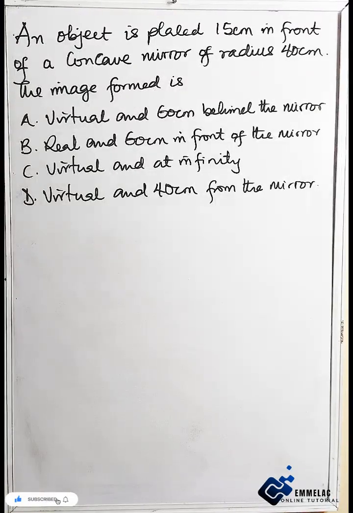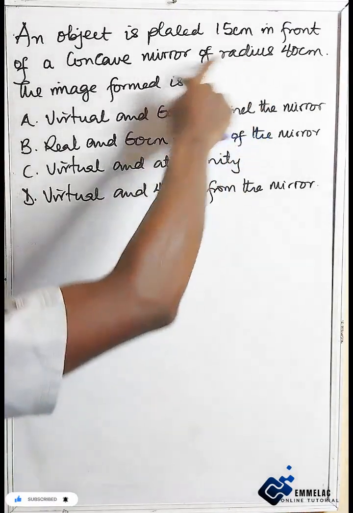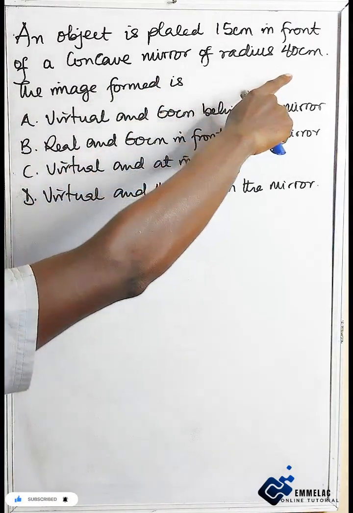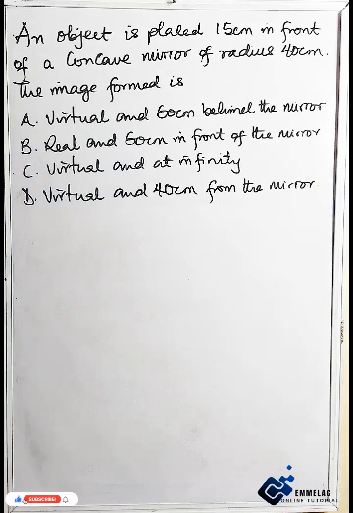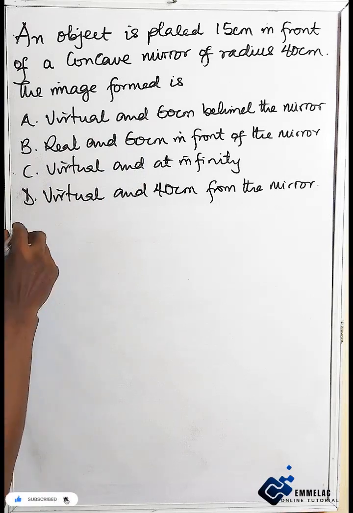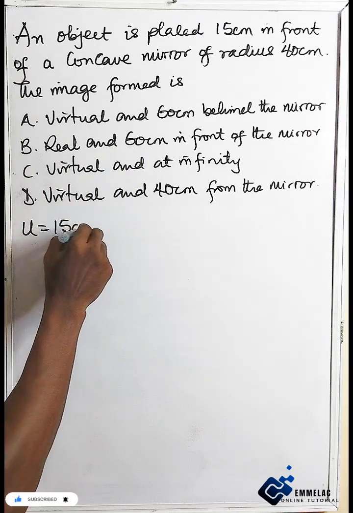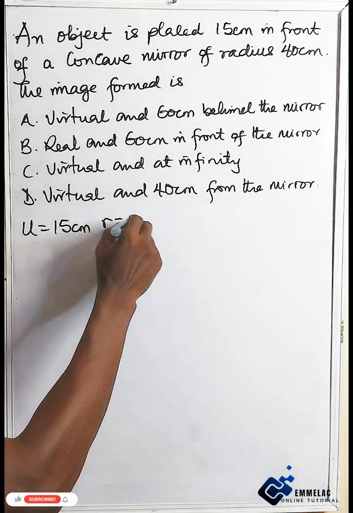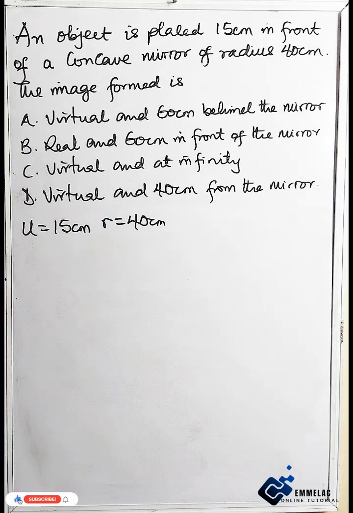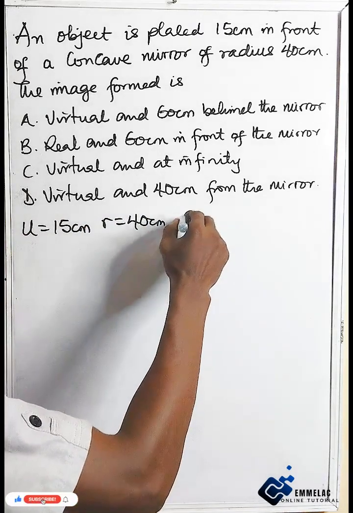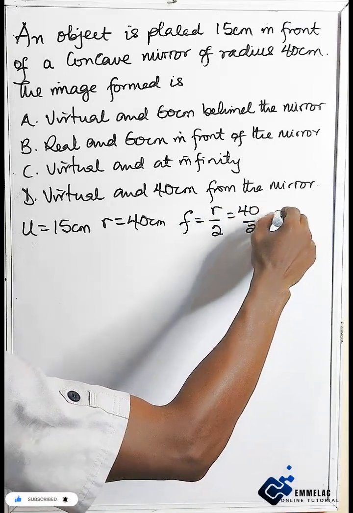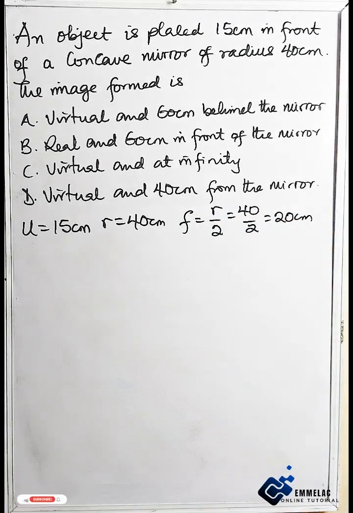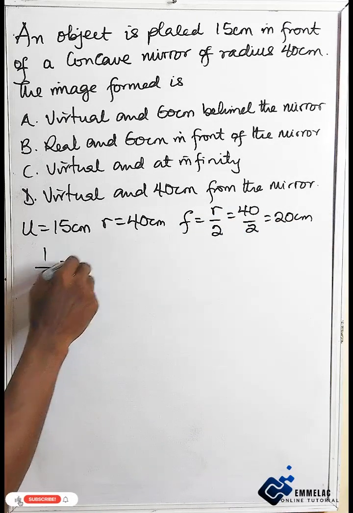Now looking at this question here, we have that an object is placed 15 centimeters in front of a concave mirror of radius 40 centimeters. The image formed is, now we're given these options. How do we solve this and get the right option? Here we have that the object distance U equals 15 centimeter. The radius of curvature equals 40. From here we can ascertain the focal length. That would be F equals R over 2, which is 40 all over 2, which should give us 20 centimeter. Now recalling the mirror formula.